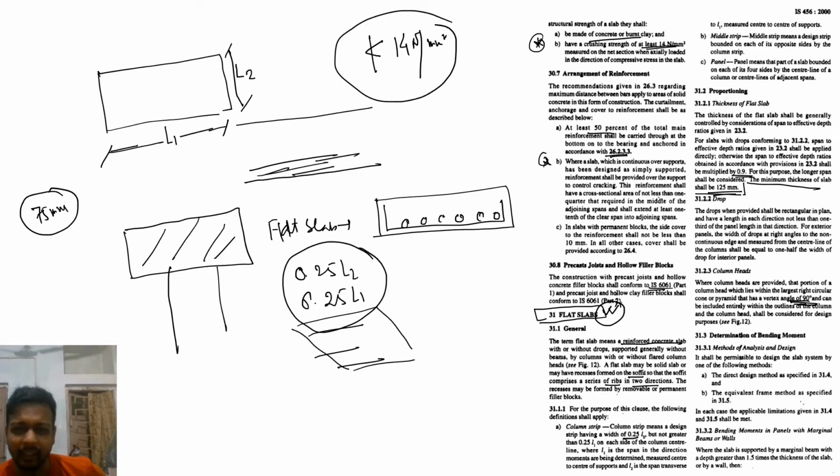Now the main thing is to determine the bending moment, because with the help of the bending moment we can calculate the tension reinforcement. Okay, the direct design method and the equivalent frame method are specified. Okay, fine.